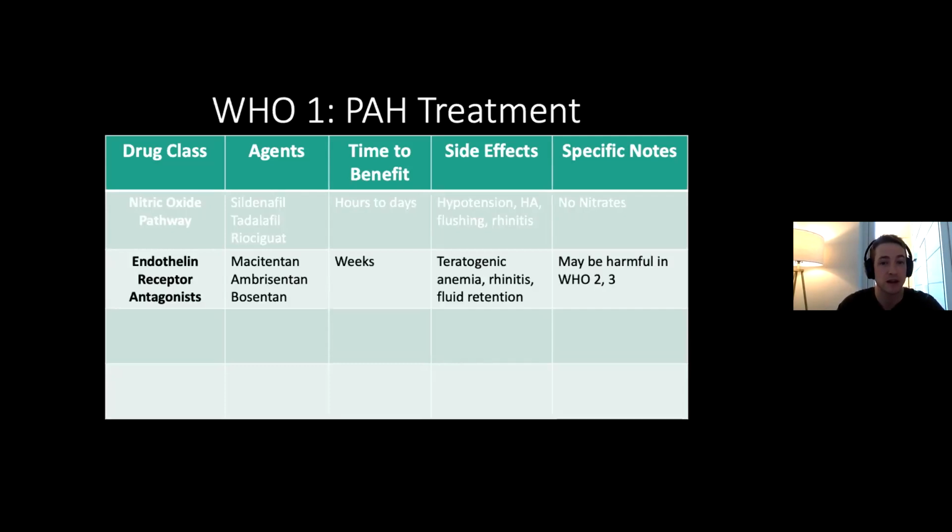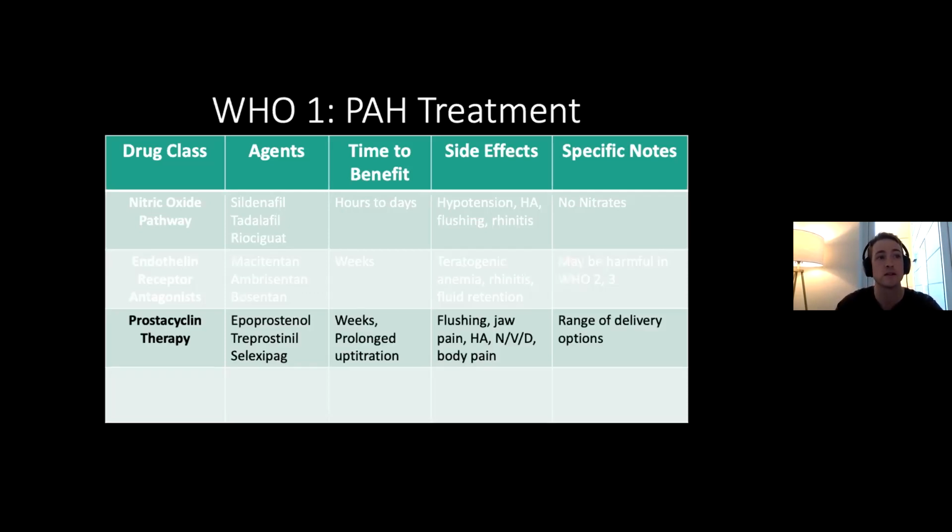Endothelin receptor antagonists are the next group. These can take weeks to work and ironically cause fluid retention as a side effect. So it's common that we need to up titrate our diuretics when we're starting these medications. So if we're looking for a cause for a decompensation, this is a possibility. Prostacyclins are next, and this takes a long time to up titrate, although there are some effects in the short term. Dose up titration is limited by side effects.